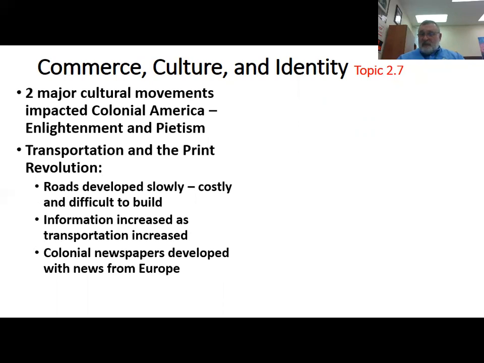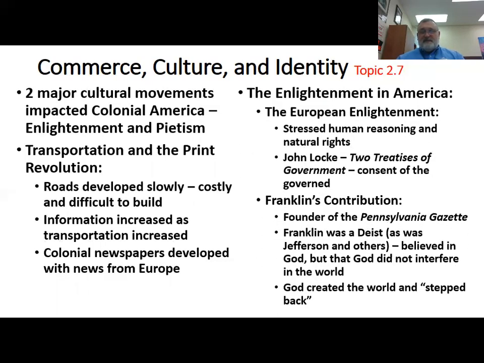There's two things that you need to know about culture in the colonies that develop that are significant. One is the Enlightenment, which was an intellectual movement that started in Europe. The other is Pietism, which is a religious movement that emphasizes more of the moral and personal nature of spirituality. There was a revolution in print in the colonies in this time period. Roads are starting to improve, but there's now more of an opportunity for people to get information from the outside world. And as these roads improved, taverns and pubs were built along them, natural places for the dissemination of information.